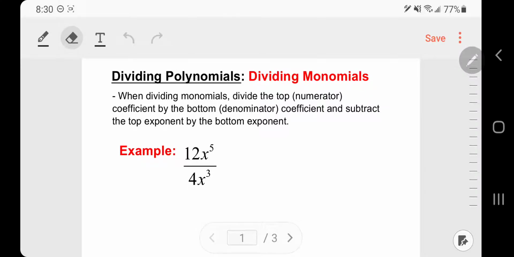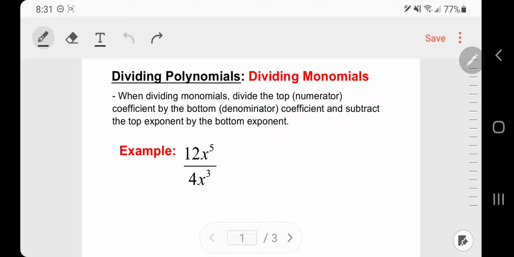Hey everyone. In this video, we're going to take a look at how to divide monomials. Now, the rules for dividing monomials are pretty much exactly what you would expect. It's the opposite of when we were multiplying monomials, meaning that we are dividing the coefficients, specifically the top coefficient divided by the bottom coefficient, and we are subtracting our exponents. Again, it's the top exponent minus the bottom exponent.